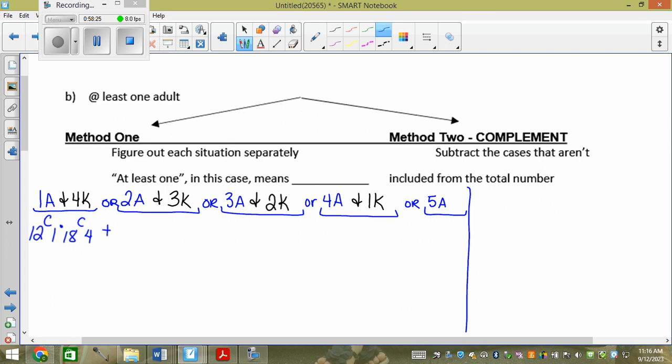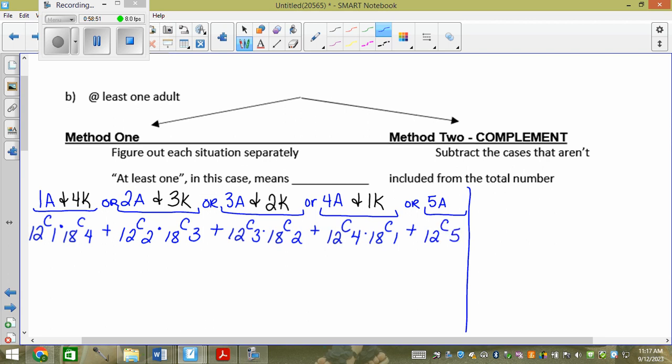So now I do 12 adults choose 2 times 18 choose 3. Then I get a whole new case again. I get my 12 adults back, my 18 kids back. 12 choose 3 times 18 choose 2 plus 12 choose 4 times 18 choose 1 plus 12 choose 5. Now you can type those all in and get the answer.